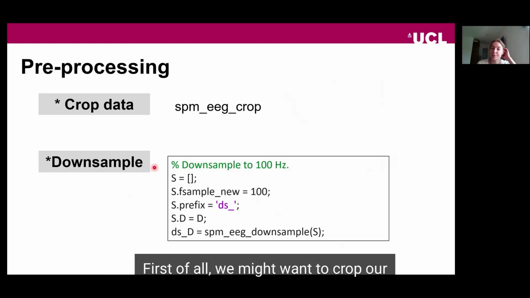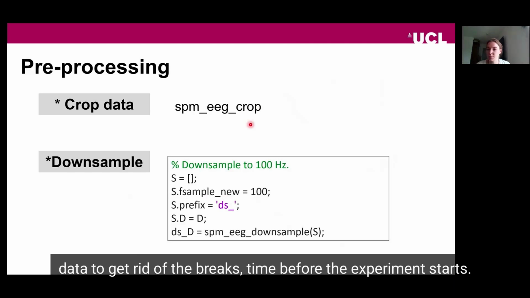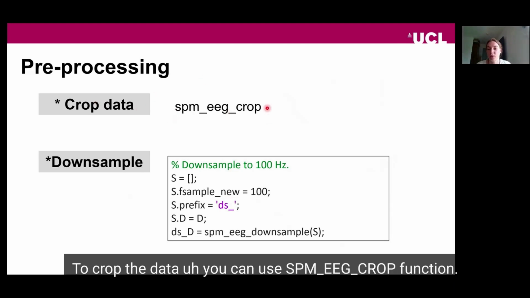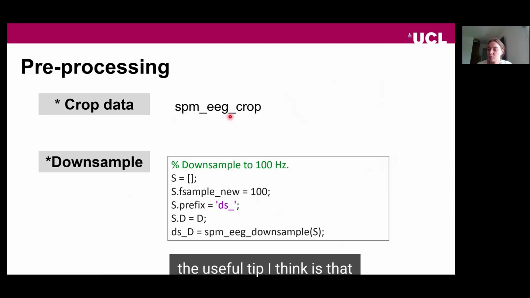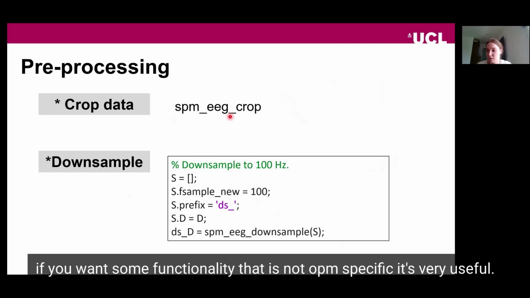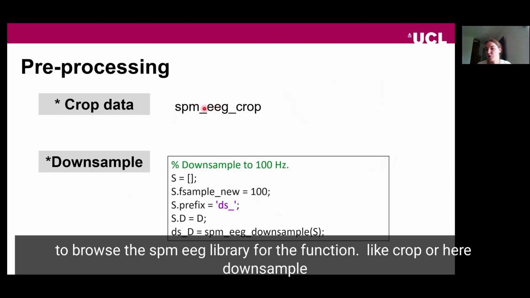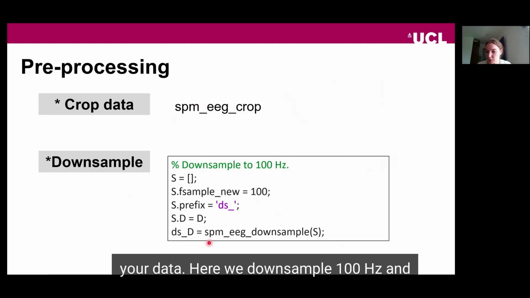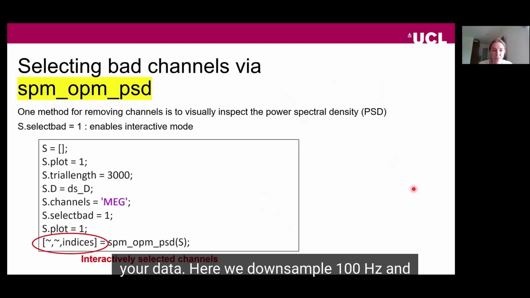First of all, we might want to crop our data to get rid of the breaks where participants were before the experiment start. To crop the data, you can use the SPM EEG crop function. The useful tip, I think, is that if you want some functionality that is not OPM specific, it's very useful to browse the SPM EEG library for the function, something like crop, or here downsample your data. So you might want to downsample your data. Here we downsample to 100 Hertz.